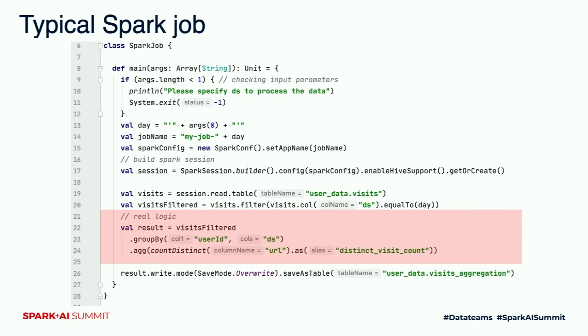As you can see, percentage-wise, the real logic which represents our business logic is just a fraction of the job, and it creates problems for maintaining a big number of such pipelines in the organization. You start to get code duplication between different pipelines because they are all very similar in the way they parse the arguments and filter the date.